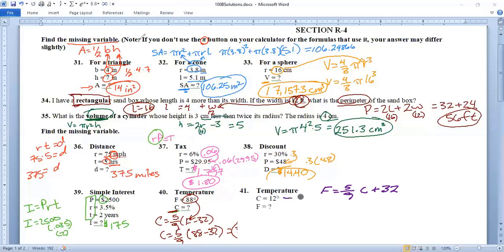So here we're going to stick the 12 right in there, and we get Fahrenheit equals 5/9 times 12 plus 32. That's 5 times 12 is 60, divided by 9. Let's punch that into the calculator. 6.67 going on forever. That's fine. Plus 32 gives us 38.67 or 38.7 degrees. Don't forget, this is now Fahrenheit. Excellent.